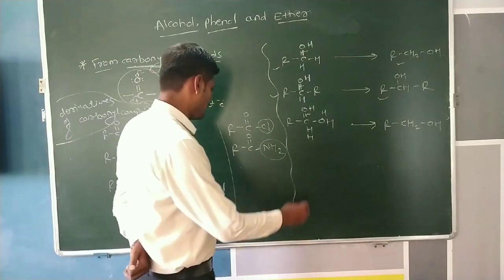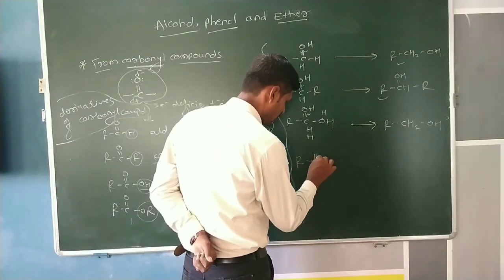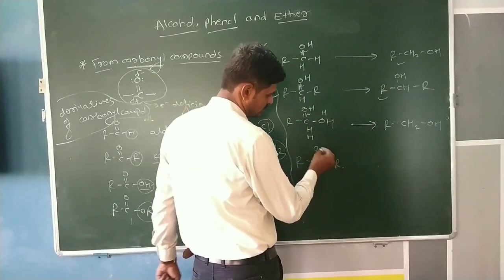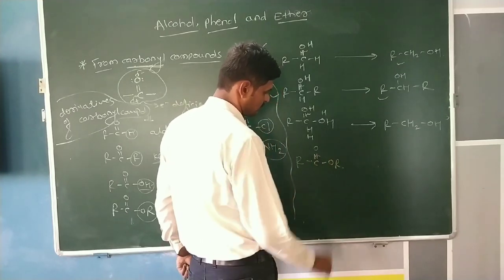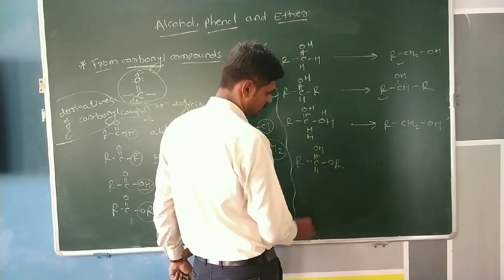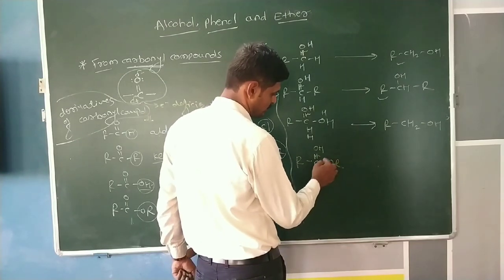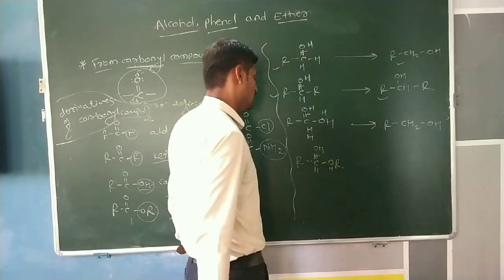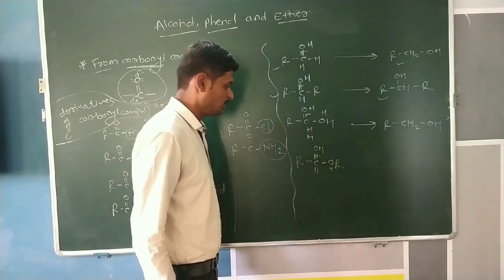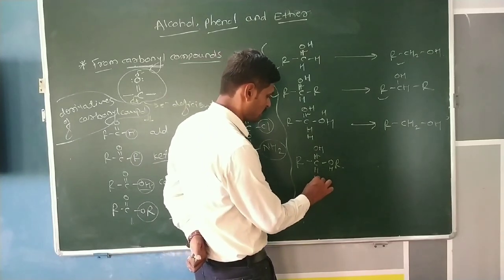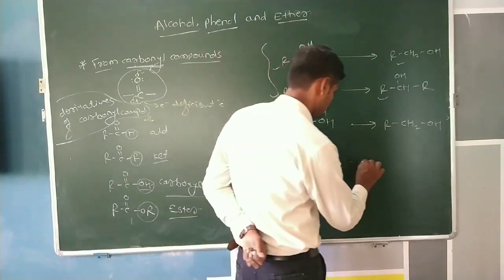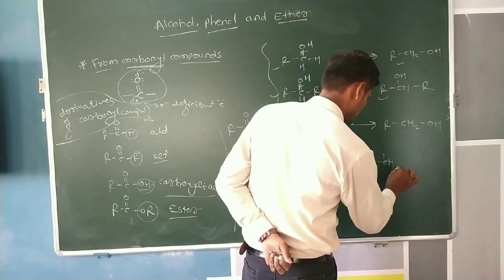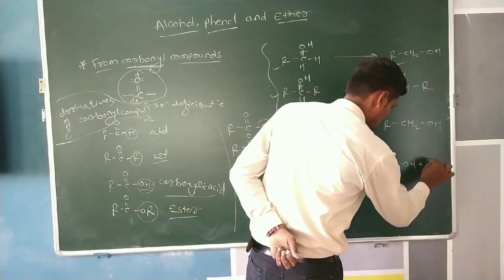From ester, RC double bond OR. Out of the carbonyl group, the pi bond is broken. A hydrogen is attached here, then another hydrogen is attached here. This alkoxide group is a leaving group, therefore hydrogen goes with the alkoxide ion, and there is a formation of another molecule of alcohol, and another hydrogen is attached here, and there is a formation of alcohol, that is RCH2OH plus ROH.